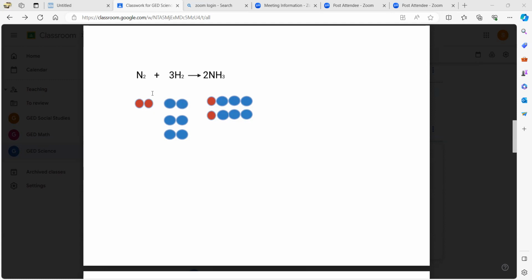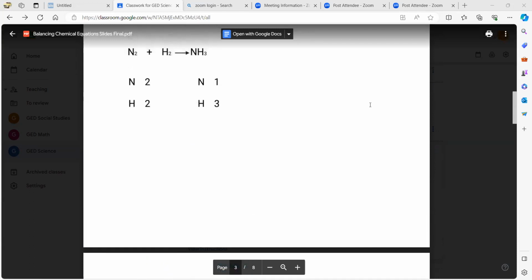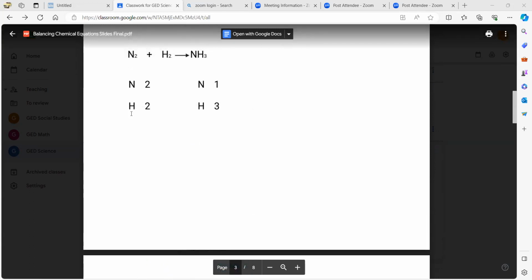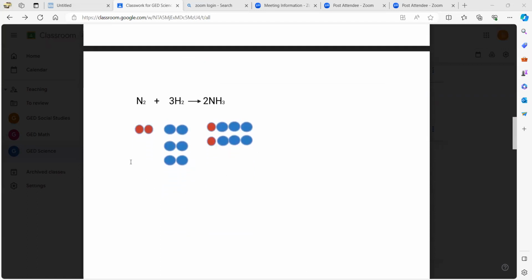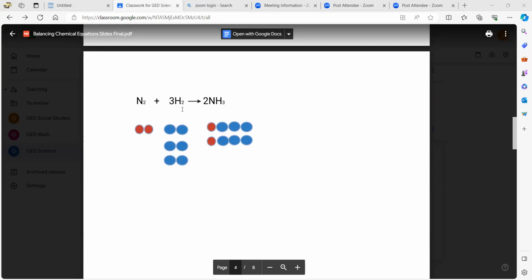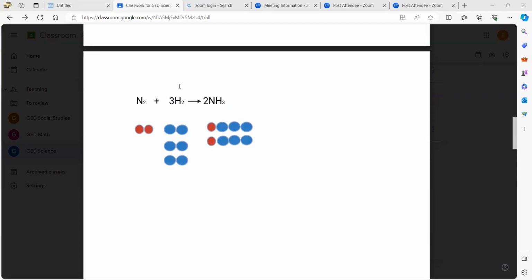All right, so how are we going to fix this? Looking back at this again, I need to have a balanced chemical equation where I have the same number of nitrogens on this side as this side, and the same number of hydrogens on both sides. All right, so what I am thinking here is if I put a 3 in front of this H2, that means I have 3 times 2, 6 hydrogen atoms total. 3 times 2 equals 6. 1, 2, 3, 4, 5, 6. That means I also need to have 6 hydrogen atoms over here.